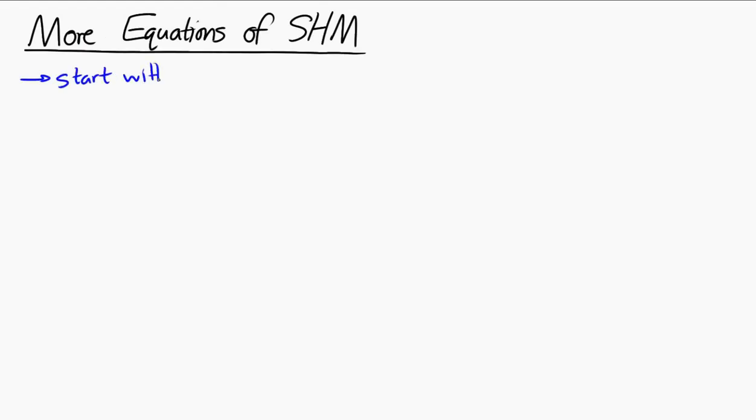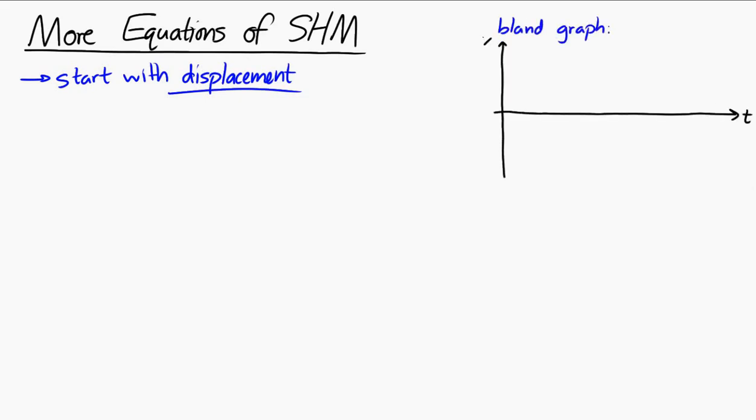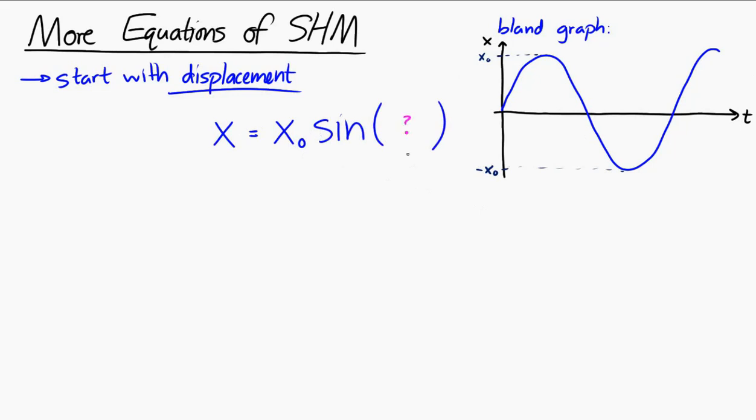Let's take a look at more equations describing simple harmonic motion. We'll start out with an equation to describe displacement. And we'll start out with the most bland equation we can think of. Let's just have a sine graph that looks like this. And if we do, then x, the displacement, would equal the amplitude of the motion times the sine of something.